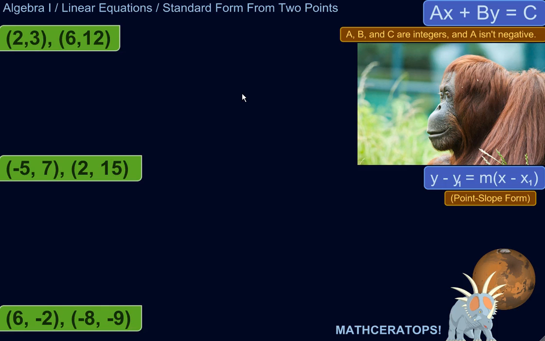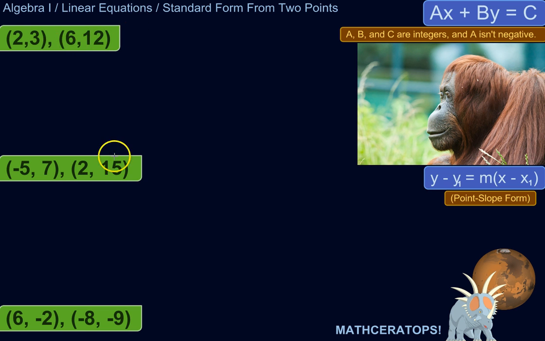Standard form. Writing the standard form of a linear equation given 2 points on a line. So, kind of a pain. If you can figure out a quicker, more elegant method, please let me know. I would like to know. I feel like this is sort of a hack, but oh well.